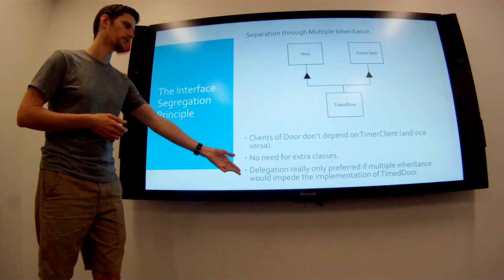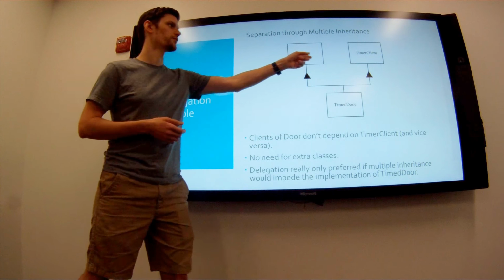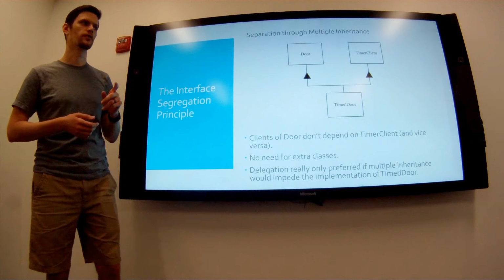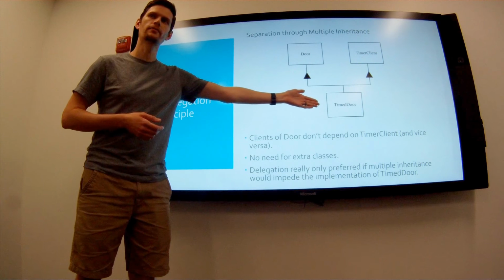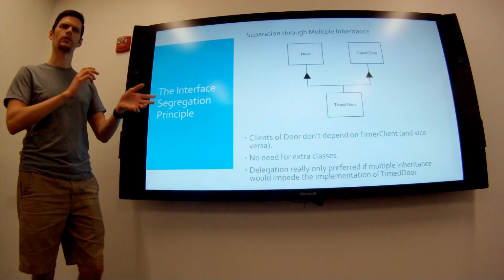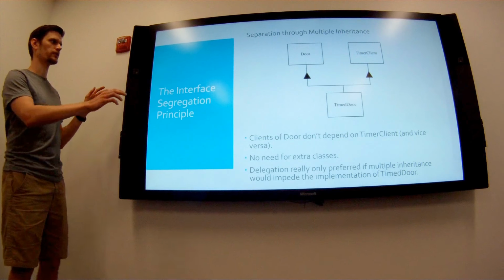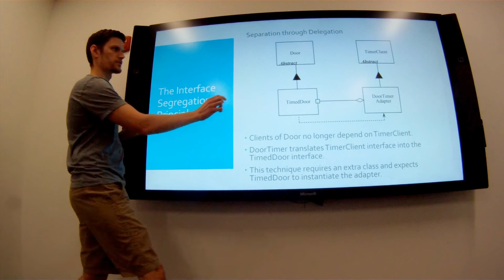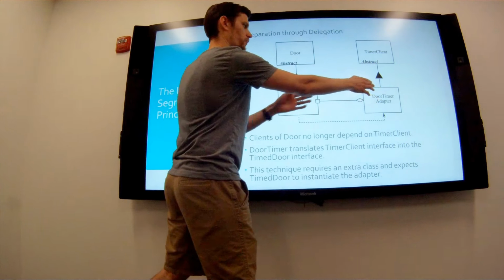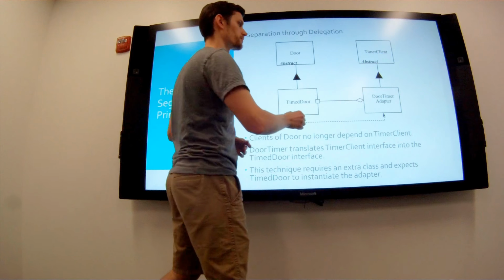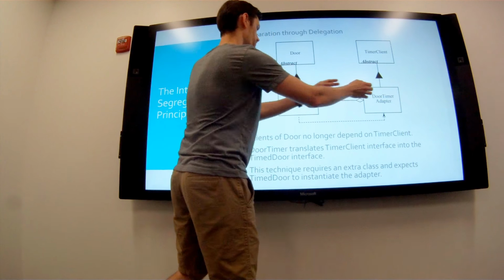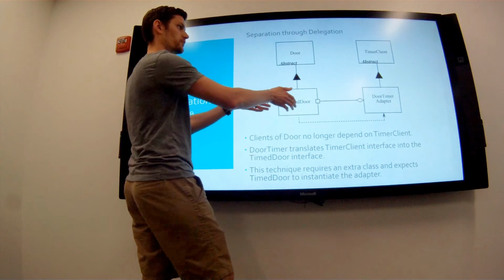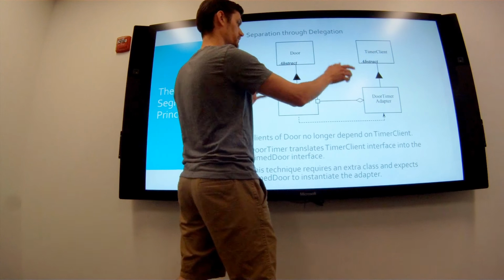The reason you would pick delegation is any time that these interfaces conflict with each other enough that it would make implementing TimedDoor difficult or awkward. You'd want to do the delegation because you get this separate thing that has to worry about that awkwardness. So you're isolating the awkwardness into one place so that TimedDoor looks the way you want it to look and doesn't need to worry about all that.